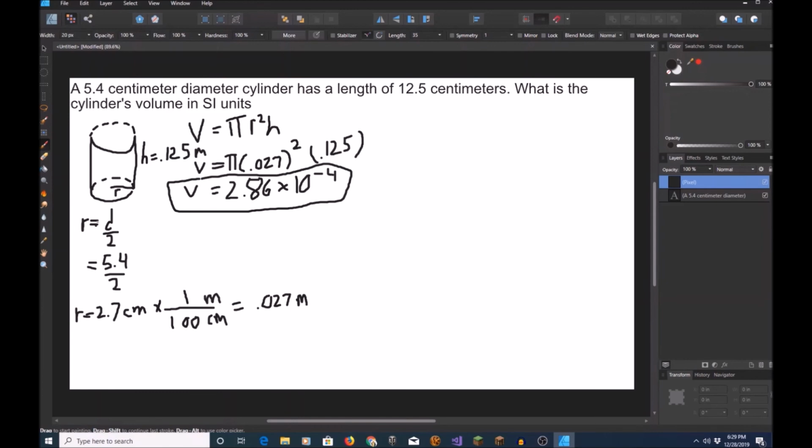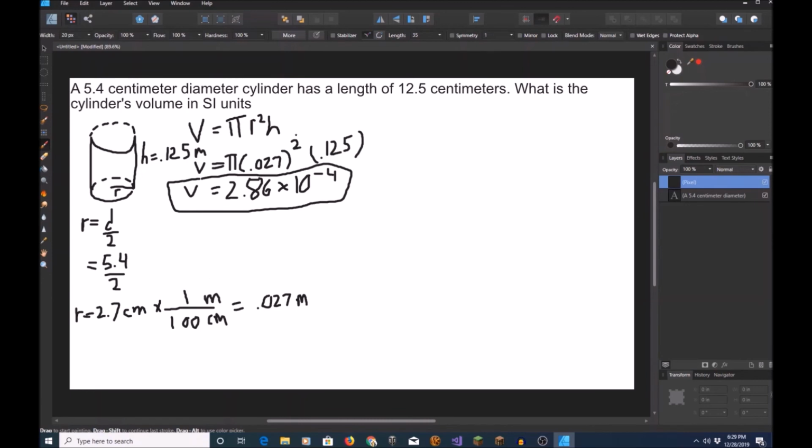And then I found the radius, which is just half of the diameter. If you think about a circle, the diameter is like 2 end points on a circle, and you draw a line through them, then that's the diameter, and it has to go through the center of the circle too. So the radius is just going to be half of that, so that's 5.4 divided by 2, which is 2.7 centimeters, but since they want it in SI units, I went and converted it into meters, so it's 0.027 meters.